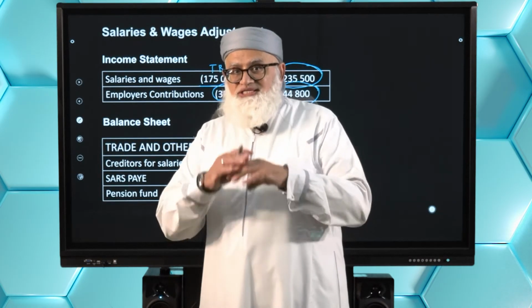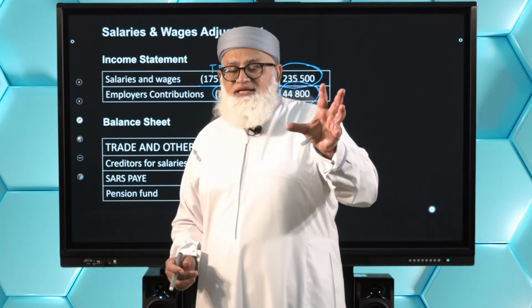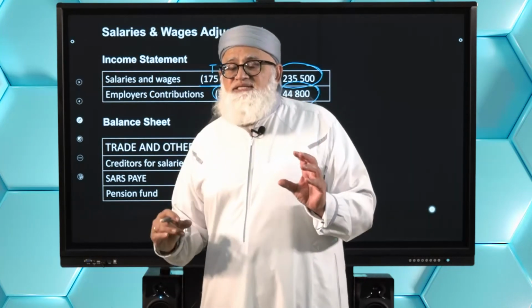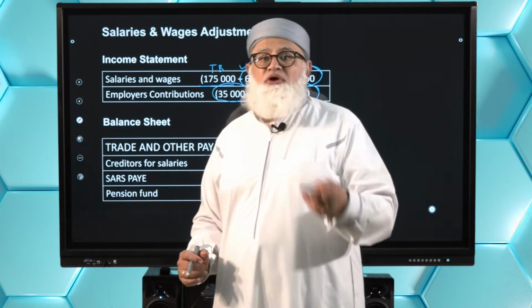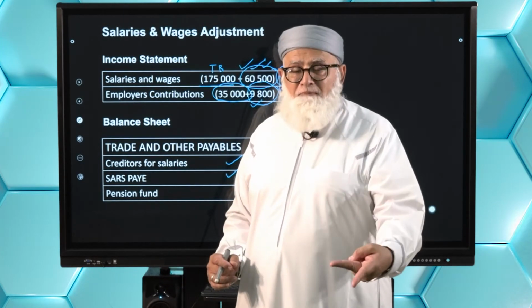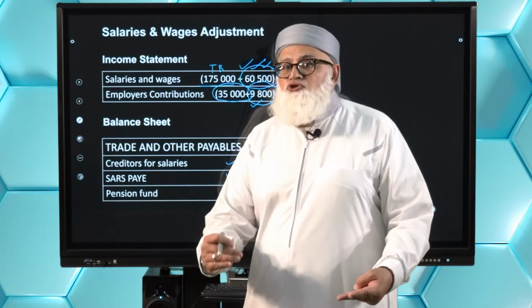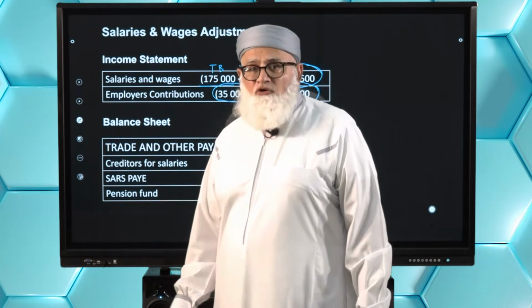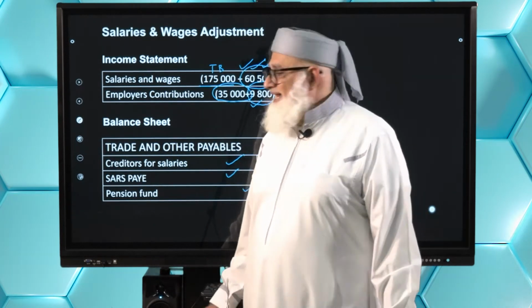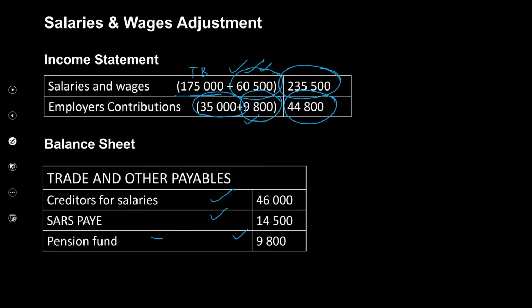One was for the salaries, a debit to salaries and a credit to the liabilities that were created, and then a second entry for what? For the employer's contribution, a debit to employer's contribution and a credit to the liability. There we contributed to the pension fund of our employee, which resulted in a liability. We are owing the pension fund an amount of 9,800.